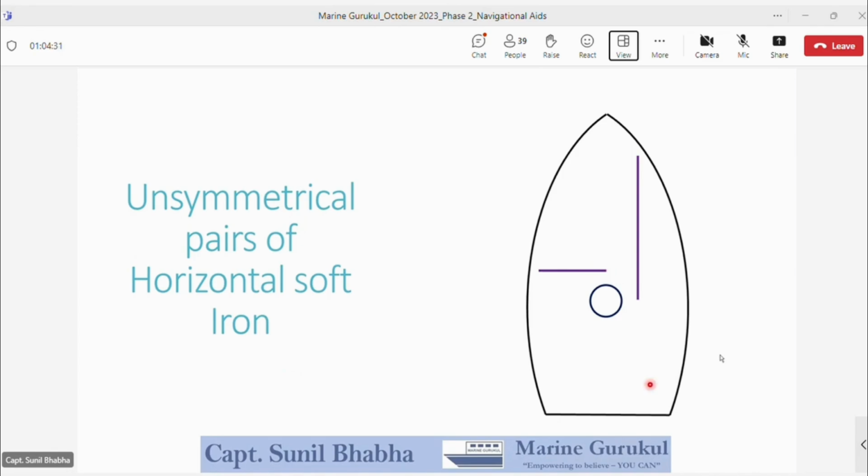Beta, doubts up to here? Sir, then what would be an example of a symmetrical pair of HSI? Symmetrical is the usual fore and aft longitudinal and athwartship beam, beta. It is running from bow to stern and beam to beam. That would be symmetrical about the compass. So basically, it goes forward of the compass and aft of the compass, and port side of the compass and starboard side of the compass. That's symmetrical. Right, sir.